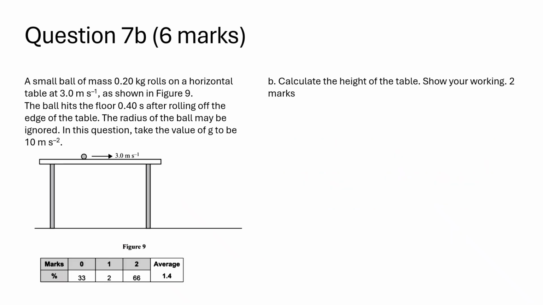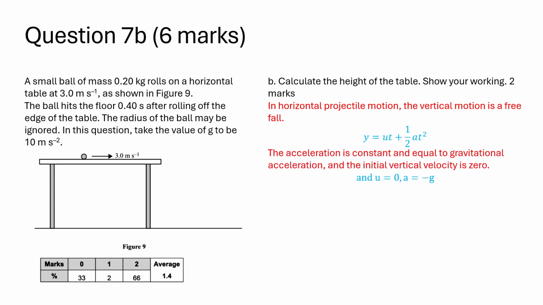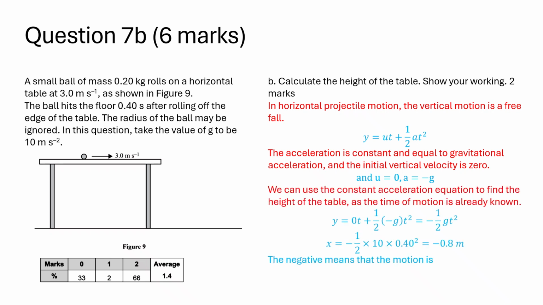In horizontal projectile motion, the vertical motion is a free fall. The acceleration is constant and equal to gravitational acceleration, and the initial vertical velocity is zero. We can use the constant acceleration equation to find the height of the table, as the time of motion is already known.